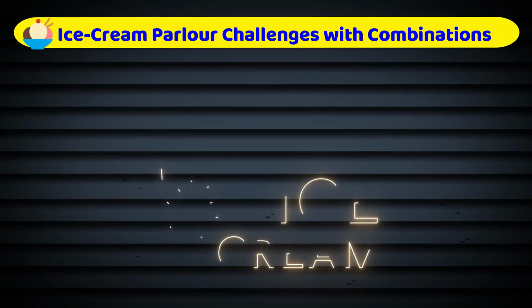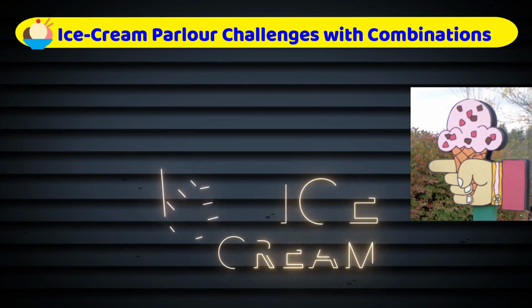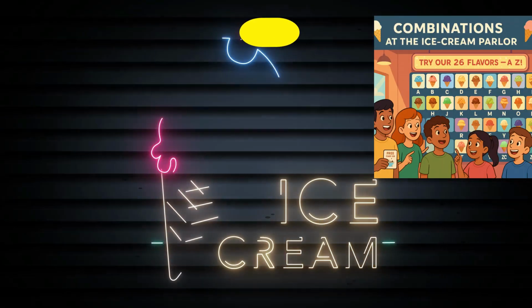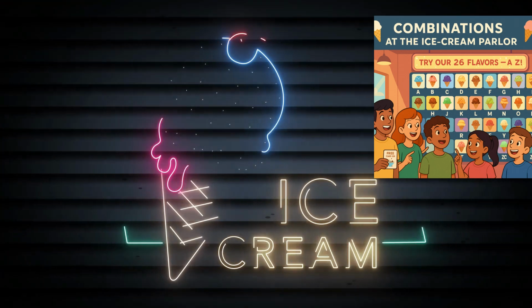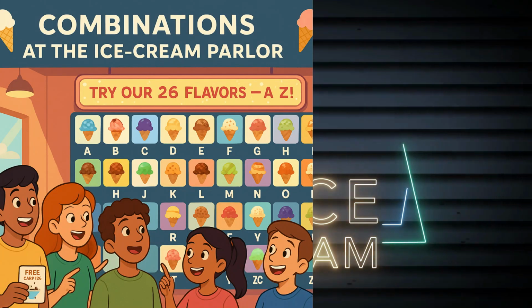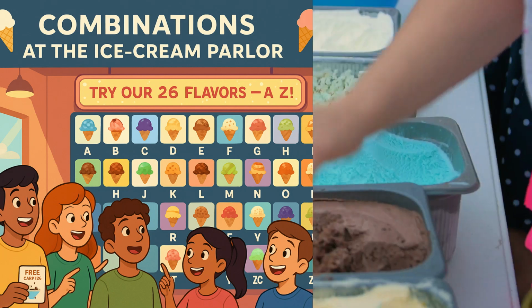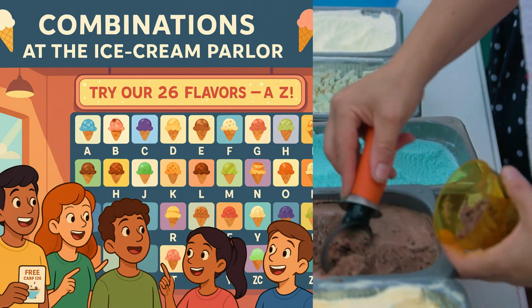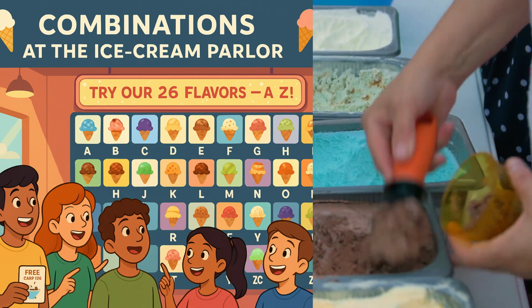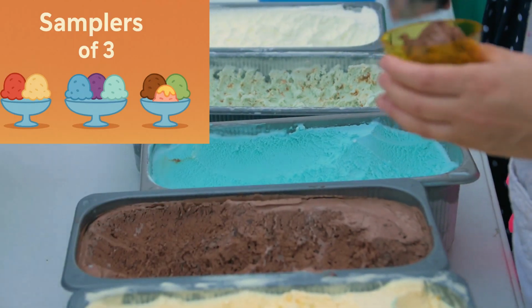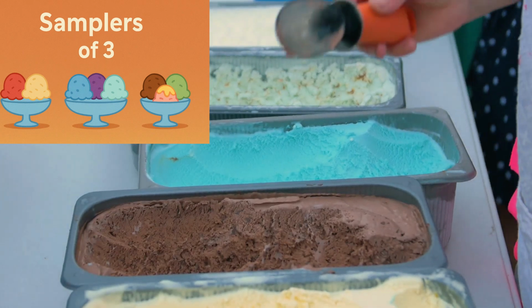Combinations at the ice cream parlor, a math story with five friends. The friends enter an ice cream parlor where they see a beautiful board saying 26 flavors from A to Z. And what is more exciting is that they can have a free sampler with three flavors.